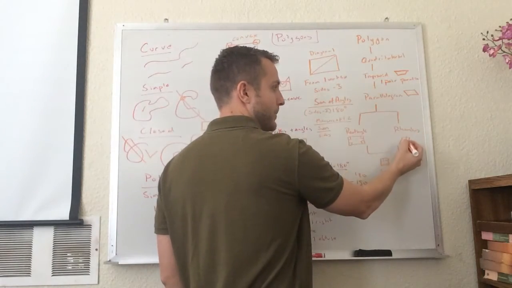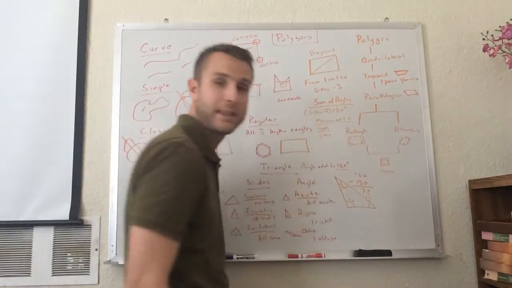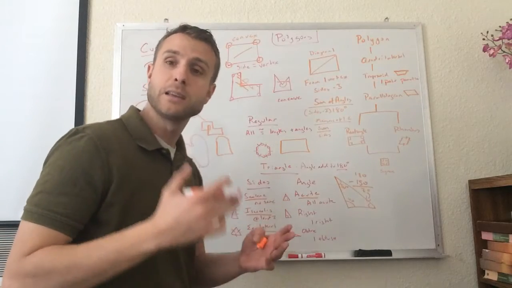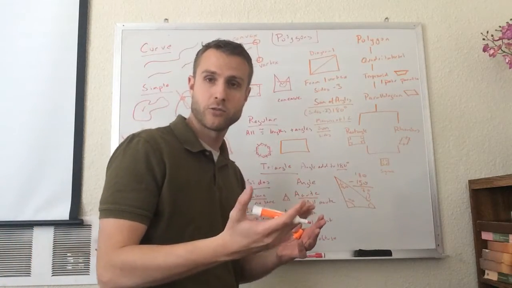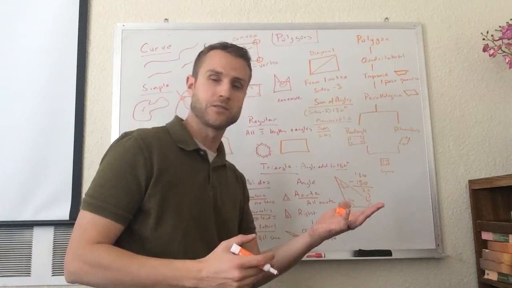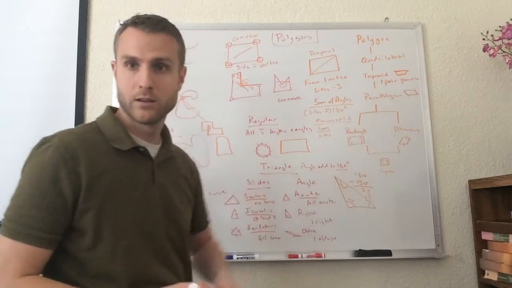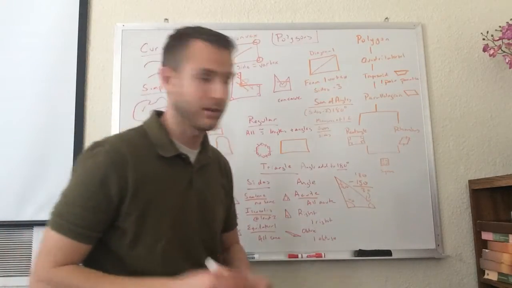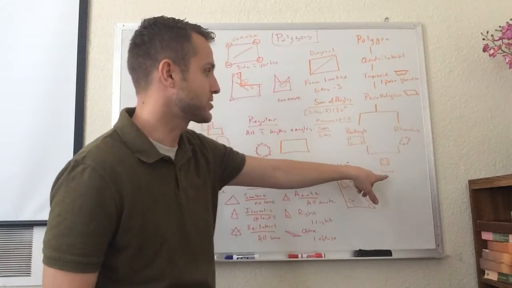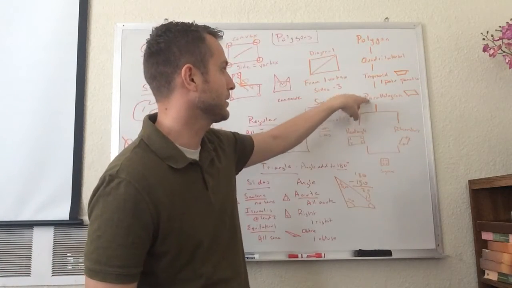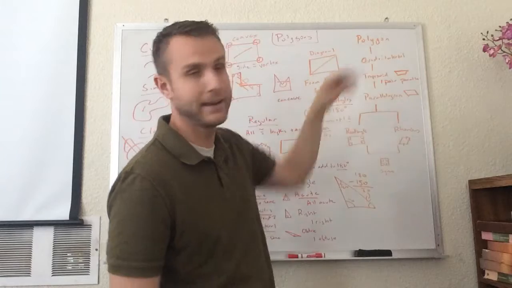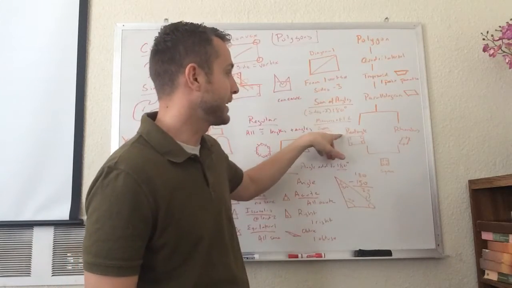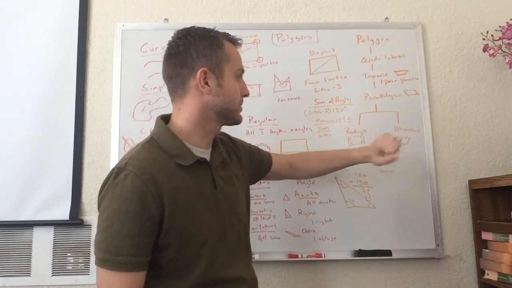Another type of parallelogram is when all of the sides are congruent. That's a rhombus. If something is both a rhombus, all the sides are congruent, and a rectangle, all the angles are 90, then it is a square. So a square is everything that's in this line. A square is a rhombus, it's a rectangle, it's a parallelogram, it's a trapezoid, it's a quadrilateral, and it's a polygon. A rectangle is everything except those.